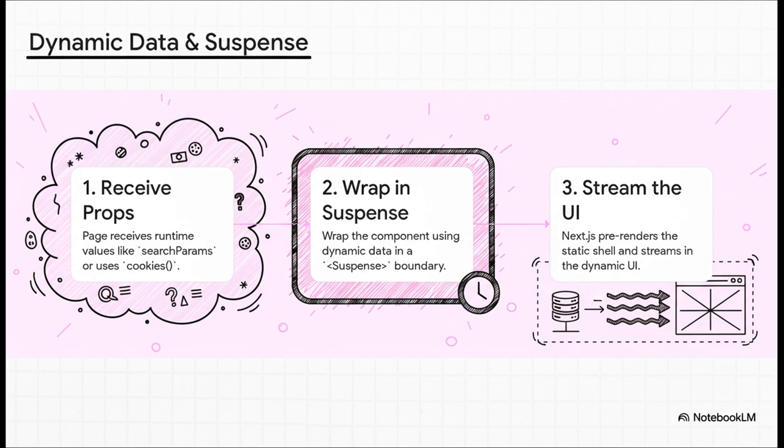The process is simple. Your page gets some dynamic data, like search params from the URL. You find the component that needs that data and just wrap it in a suspense boundary. Next.js handles the rest. It instantly sends down the static shell of your page, and then, once the dynamic part is ready, it streams it in. This is partial pre-rendering, and it feels incredibly fast to the user.